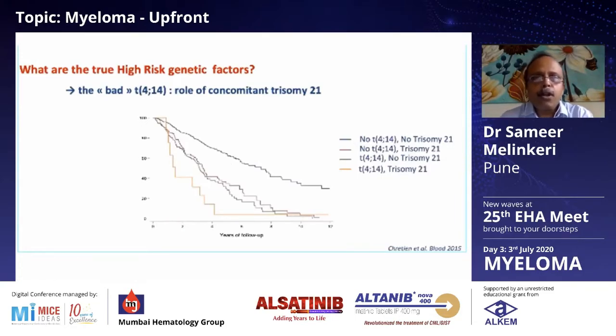Again, not all trisomies are good. If you have concomitant trisomy 21 with 4;14, then that again makes it a really bad prognostic marker.